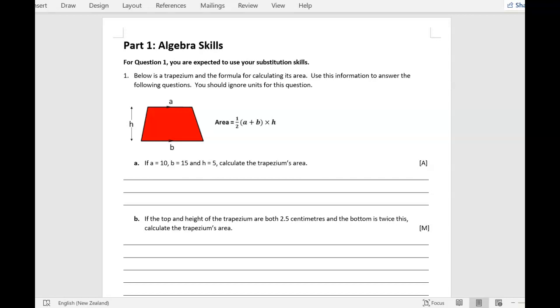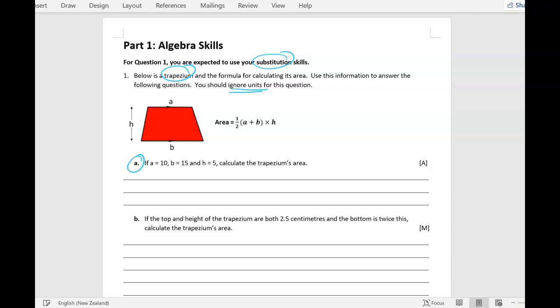So for question 1, we are expected to use our substitution skills. Below is a trapezium and the formula. So key thing is there's the formula that we're looking at for calculating its area. Use the information to answer the following questions and ignore units. We're not going to worry about those too much.